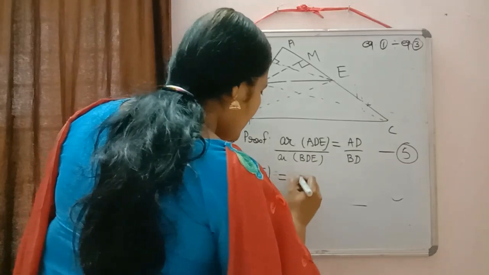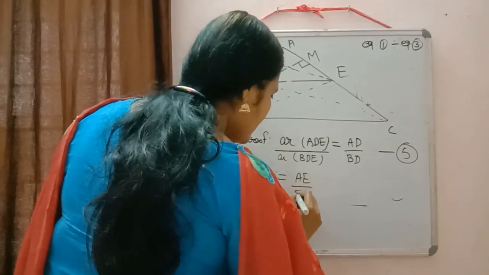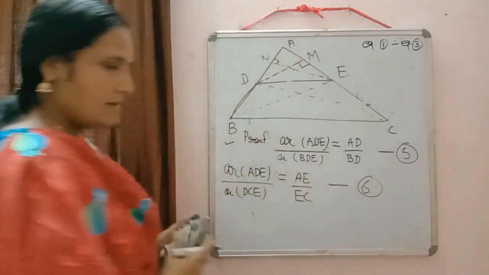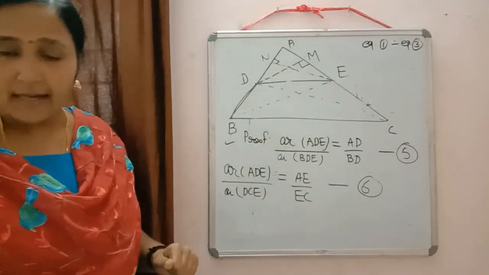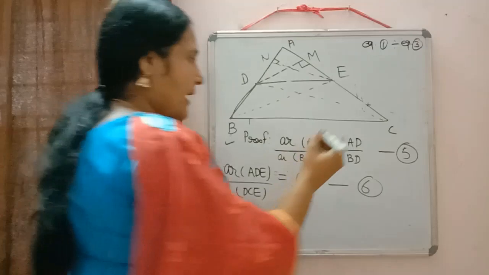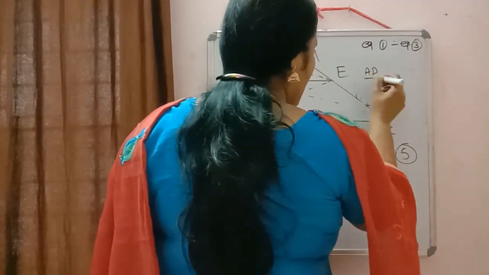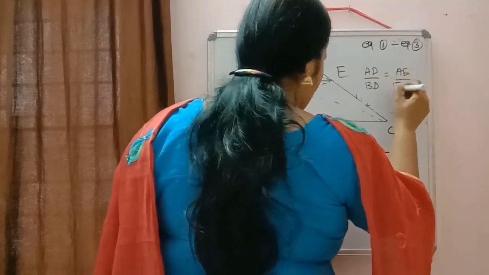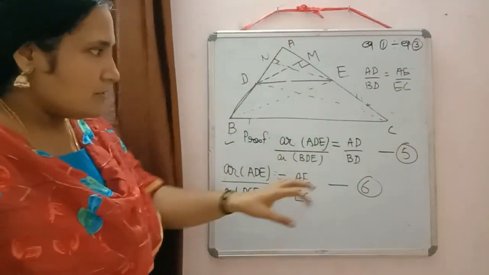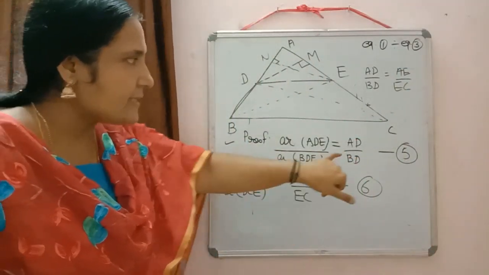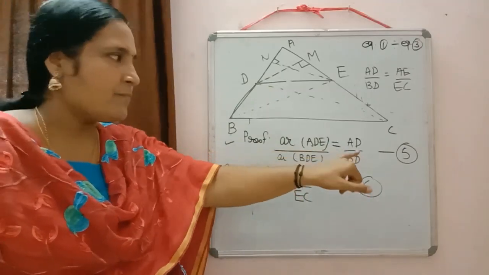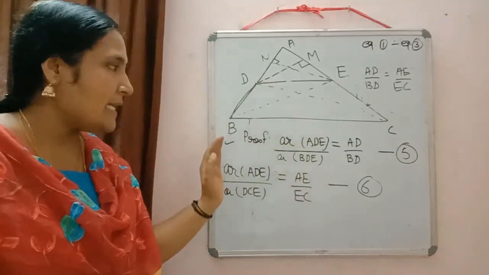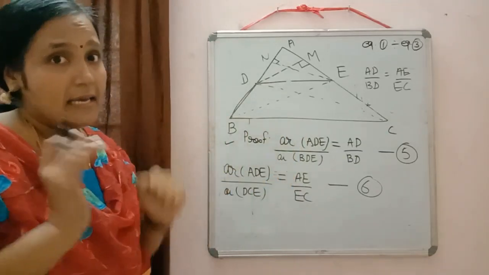Is equal to AE by EC. Written. This is equation number 6. Now, but in the proof, what we need? We need AD by BD equal to AE by EC. So, which one we have to prove? That is there in our right hand side. So, these two will be equal if their corresponding left hand sides are equal.